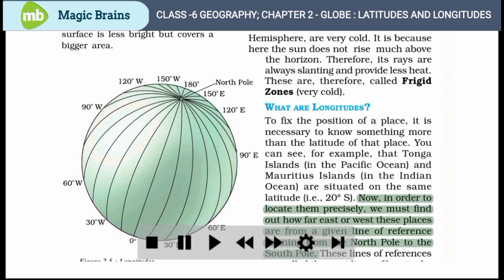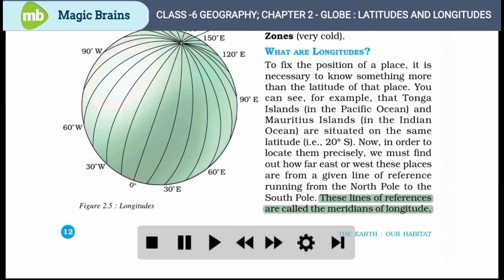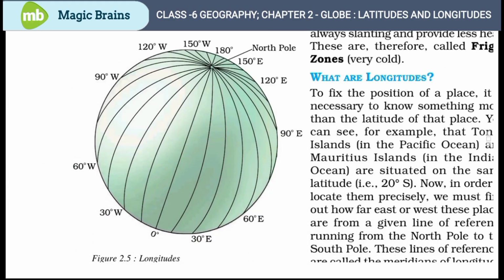Now, in order to locate them precisely, we must find out how far east or west these places are from a given line of reference running from the North Pole to the South Pole. These lines of reference are called the meridians of longitude. Here in figure 2.5, we see longitudes.